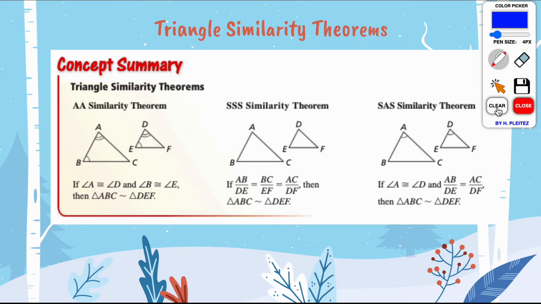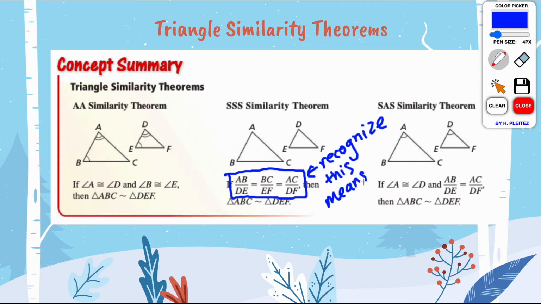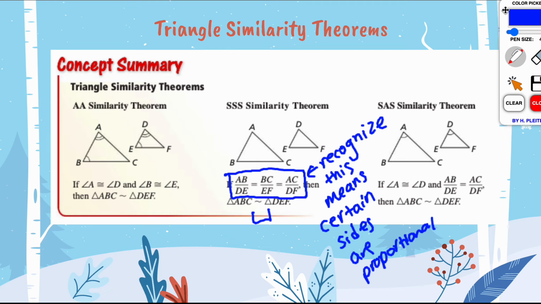So get in the habit of identifying this, because there might be multiple choice questions that give you certain information and ask you what theorem you can use. You just need to be able to recognize that this means certain sides are proportional. Now, since all three sides are listed in this proportion, we can use side side side to conclude that our two triangles are similar. Now, side angle side, again, we have two corresponding sides that are proportional, and the included angle needs to be congruent.